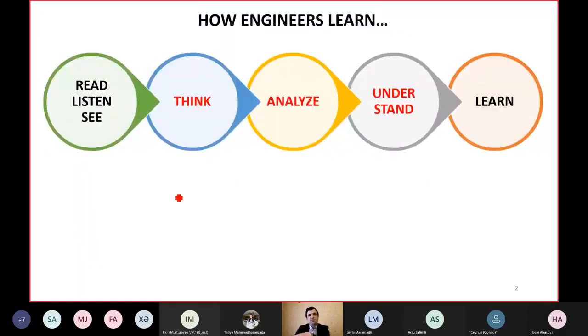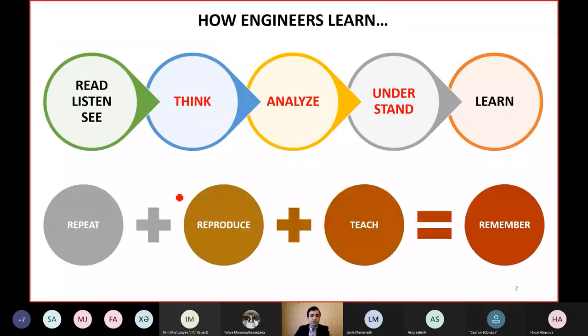I would like to show this slide again, on how engineers learn. Engineers do not memorize, they think, they analyze, they understand, and this is how they learn. This takes longer than memorizing, but in fact it lasts longer. And after you learn, you repeat what you learned. For instance, you take notes and repeat your notes, you reproduce, maybe by doing the assignments, and teach others. When you teach others, you must learn. And if you do all of them, then you remember.